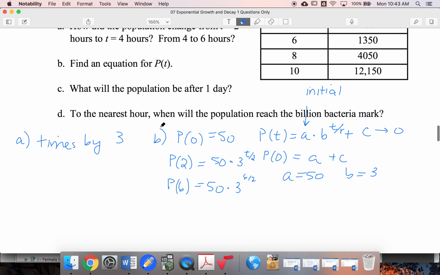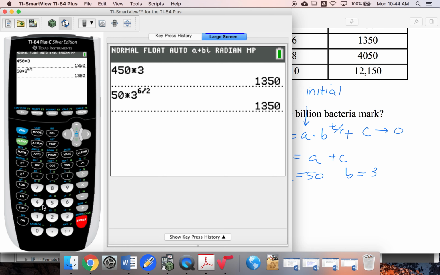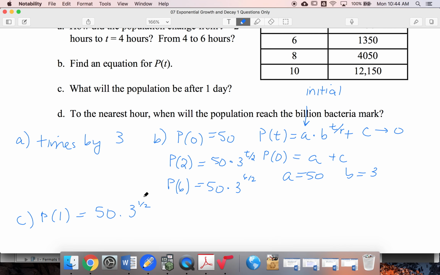All right, so after 1 day, I'm going to have a population of 50 times 3 to the half. I know that's the same as 50 times the square root of 3, but I can also just say 3 raised to the half. And it'll be some number between 50 and 150. And we get about 86. I'm going to round down because I have not actually hit 87 bacteria. So I'm going to approximate that to be 86 bacteria.